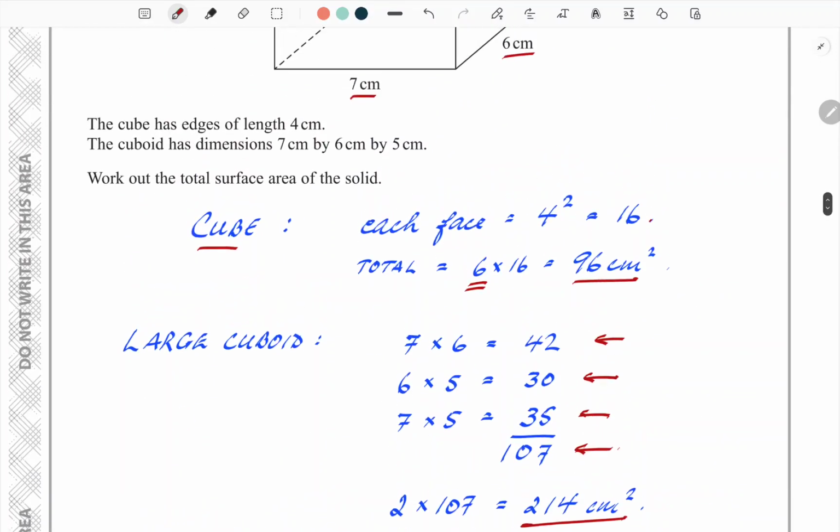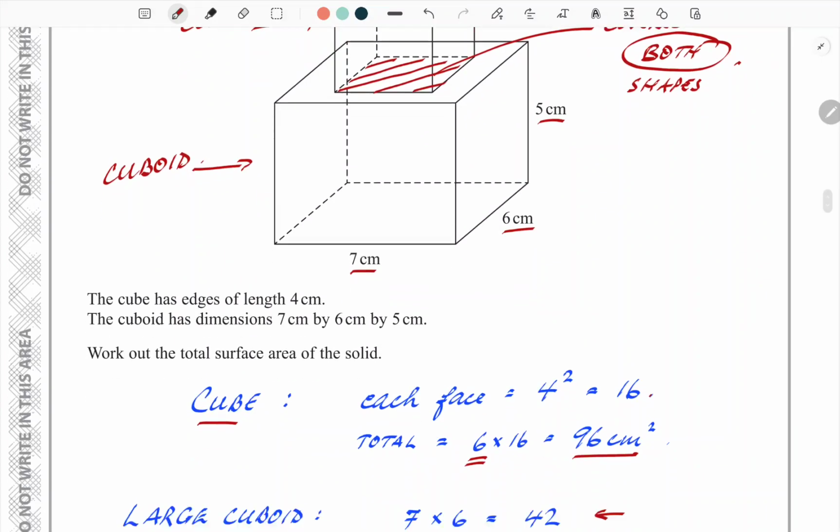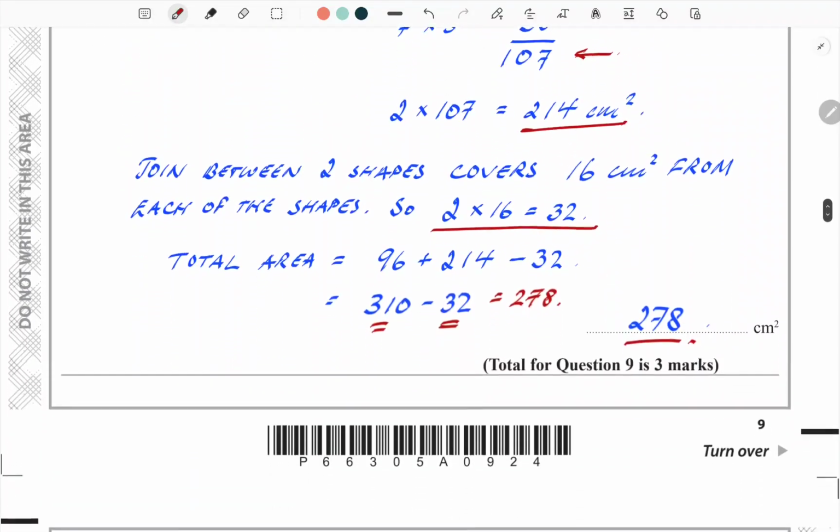So sometimes observing the question, looking at the diagram, etc., using it wisely can save you time and save you having to do some extra working out.